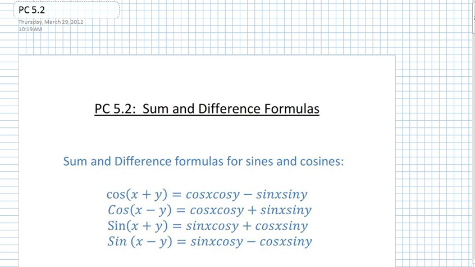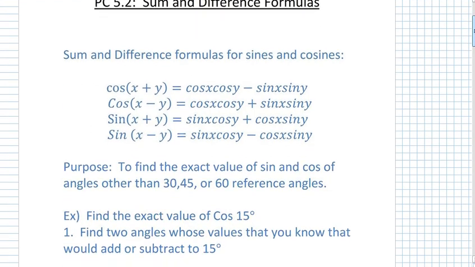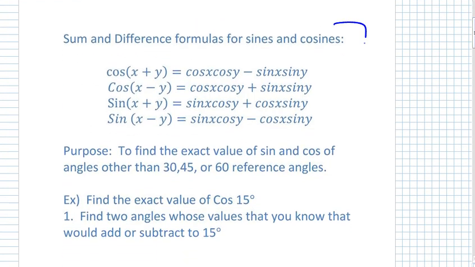About sum and difference formulas. There are 4 sum and difference formulas for the sine and cosine. Obviously, a sum and difference formula for the cosine, a sum and difference formula for the sine.